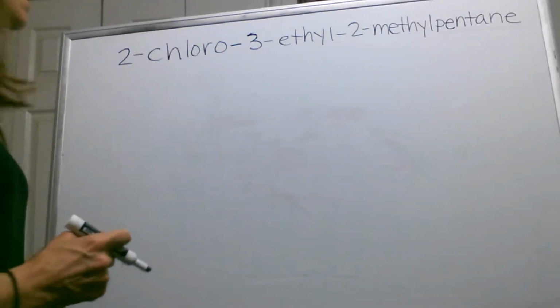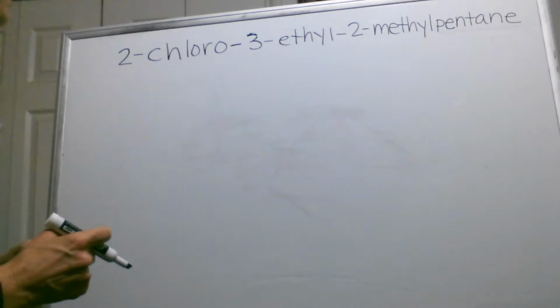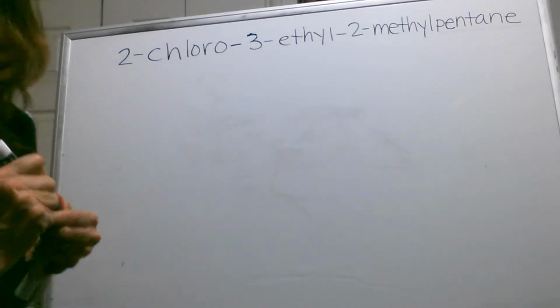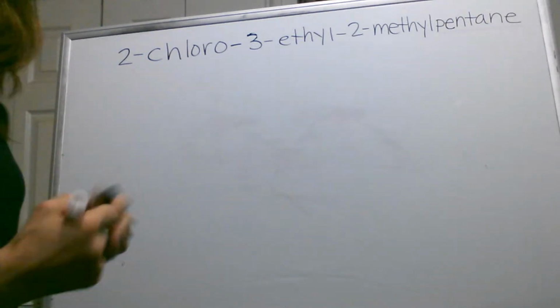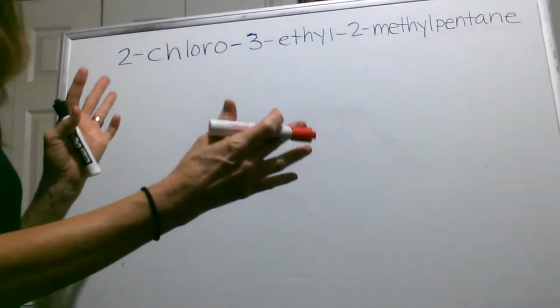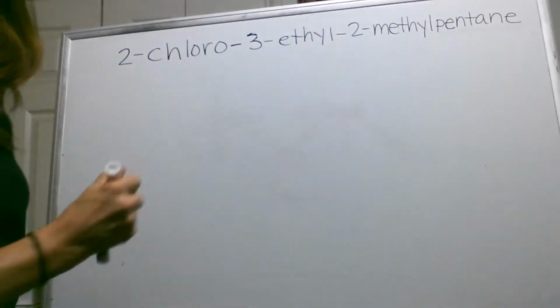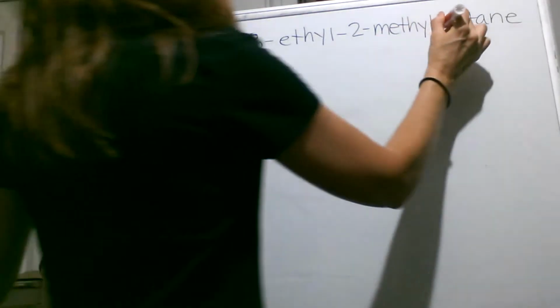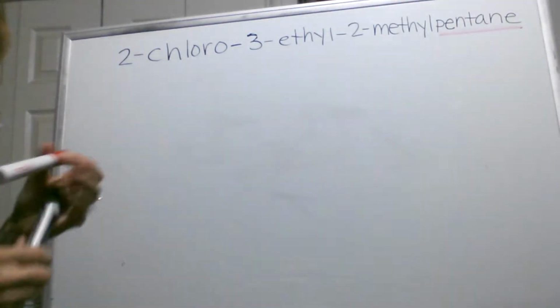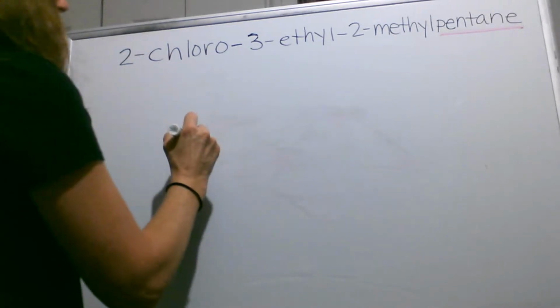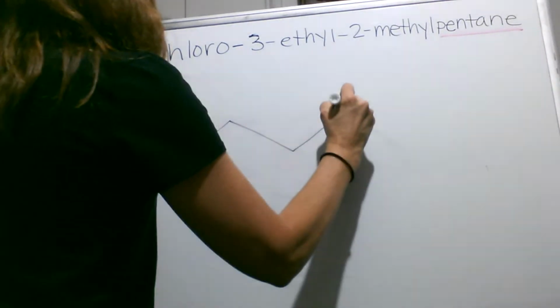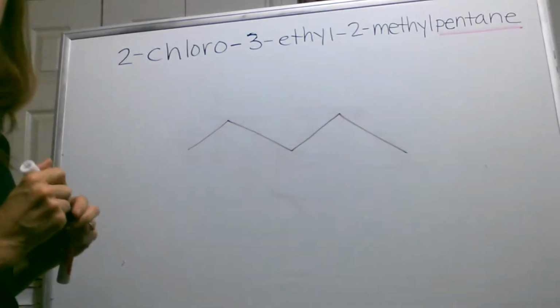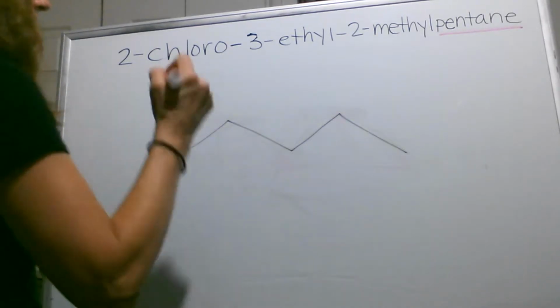So to draw the line angle structure of 2-chloro, 3-ethyl, 2-methylpentane, the first thing we do is identify the parent. So that's the easy part. Even though this name is long and it seems like it might be complicated, just start with what you know. And what you know is the parent. So the parent is pentane. That means it's 5 carbons. So just start by drawing those 5 carbons and then number them.